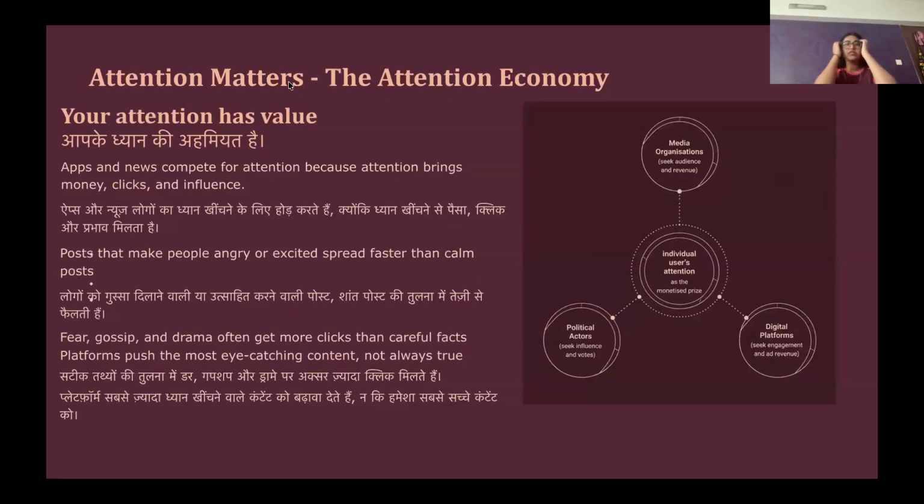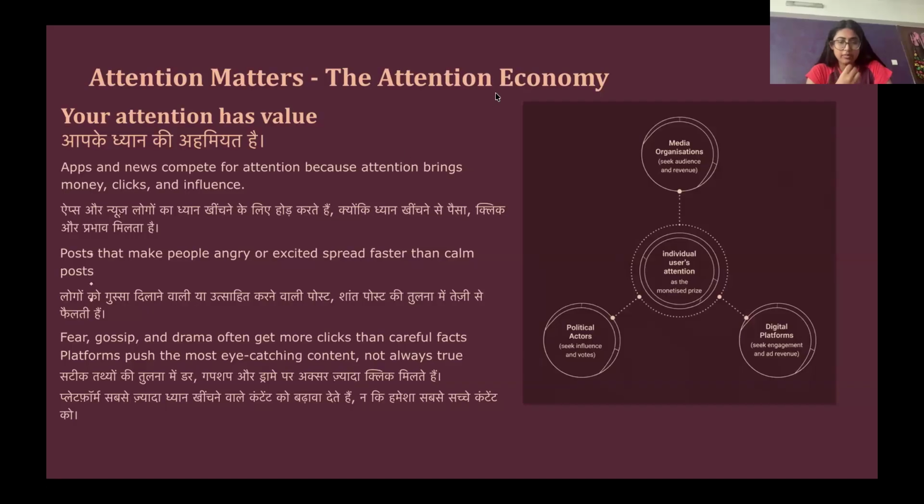So I guess it comes down to one question: why does your attention matter so much to these people, and why does it have value? It's important to know that your attention means that apps and news can gain money, clicks, and influence. And so they compete for this attention because they want money.